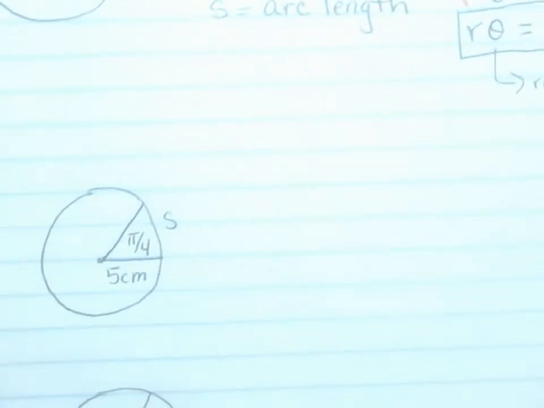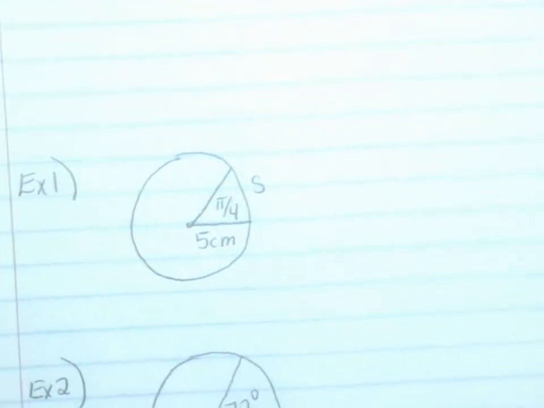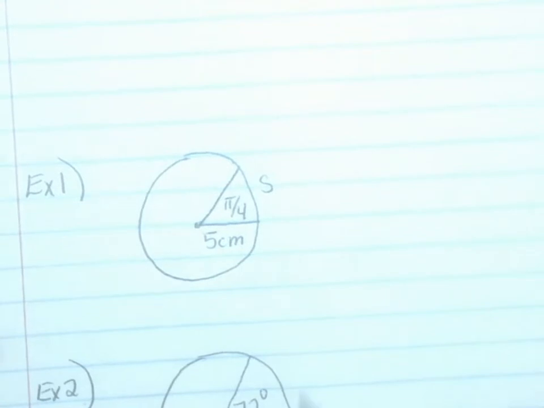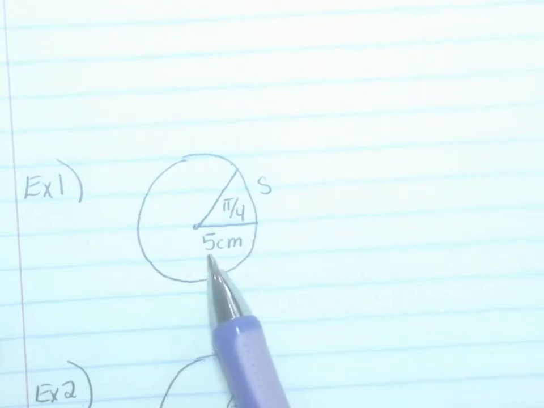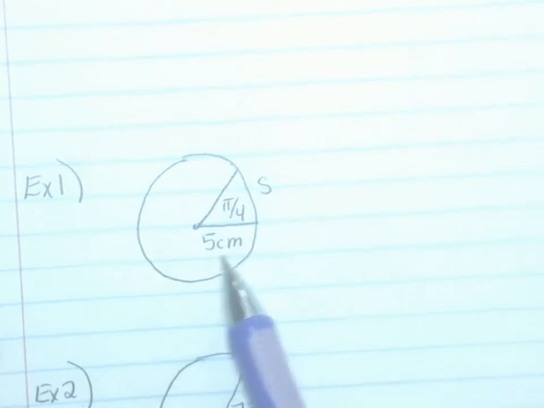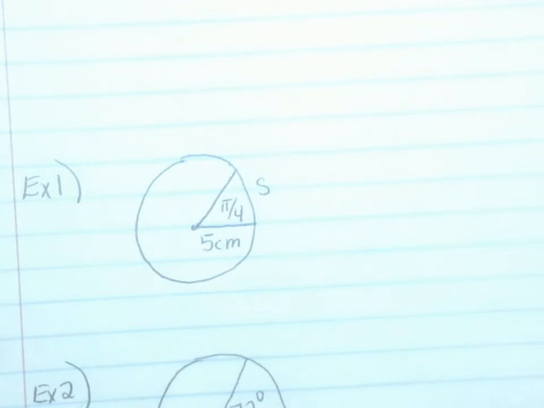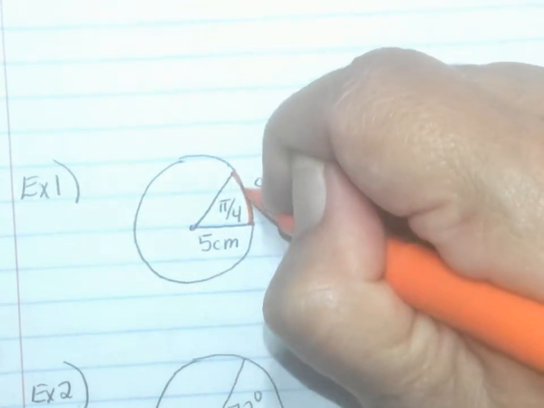So, example number 1. We have our circle. Our angle measure is pi over 4. Our radius here is 5 centimeters. And we are looking for the length of this arc.